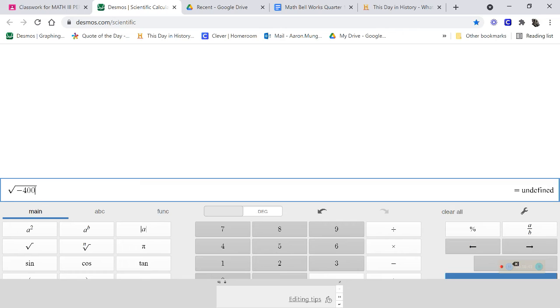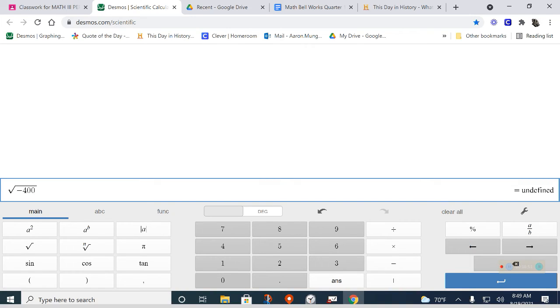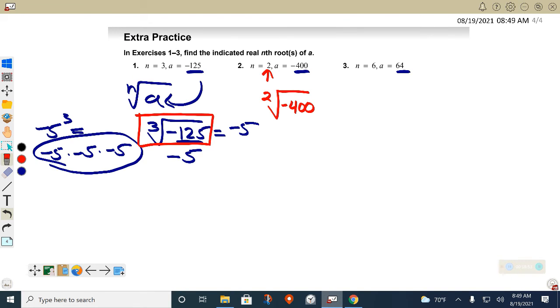Look what it says, undefined. Why do you think that's the case? Maybe there's more than one option. Let's see. Before I even tell you that, what do you suppose the square root of negative 400 is? This is really asking, what number to the second power is going to be negative 400?